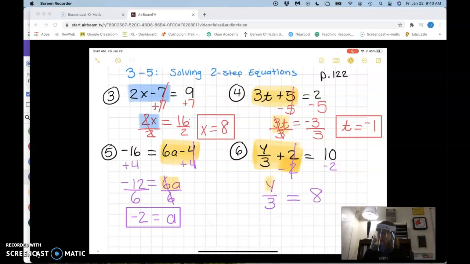Now, again, what is happening to the variable? Division. Good. And we're going to do the opposite, multiply. We're going to multiply by whatever's on the bottom. 24. Yeah, 24 is correct.